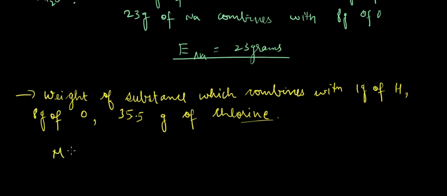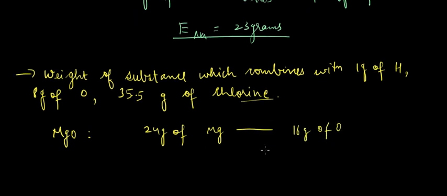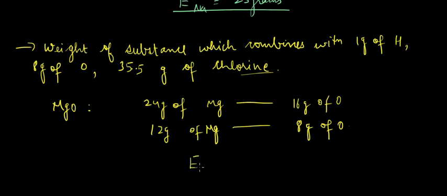Next, if we talk about MgO, then 24 grams of magnesium combined with 16 grams of oxygen, and we have to take 8 grams, so divide by 2 on both sides. This implies 12 grams of Mg combined with 8 grams of oxygen. Hence, the equivalent weight of magnesium in MgO would be 12 grams.